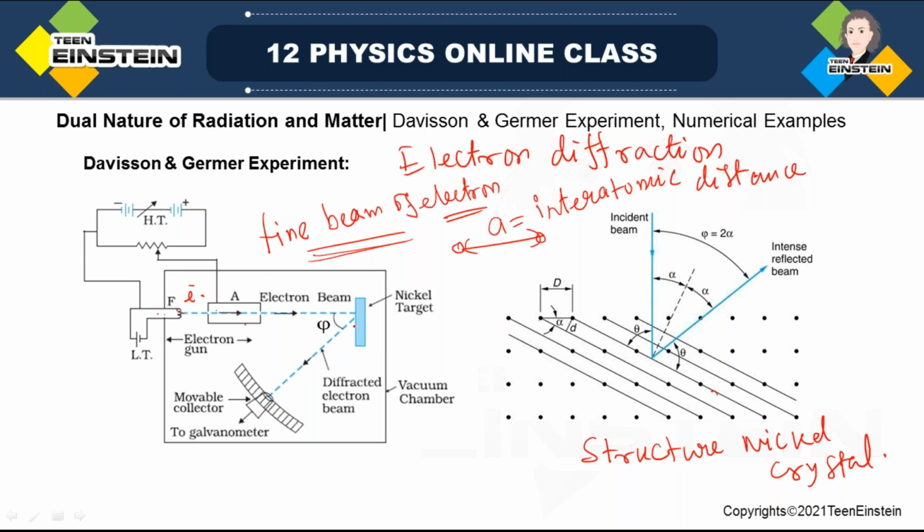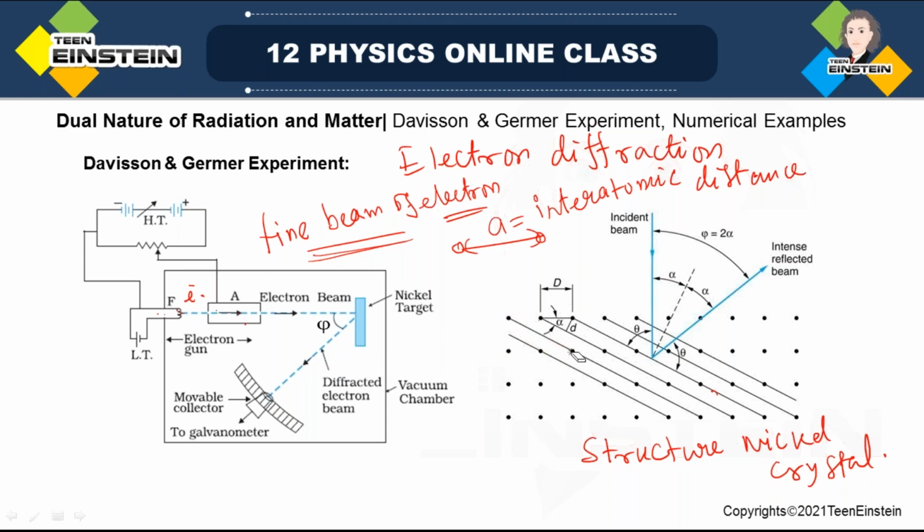So what will happen is, this gap between two atoms will act as a slit width. This will act as a slit, like in the case of Young's double slit experiment. Even in a diffraction experiment, what we have seen is that there is a source of light, and then you have a gap between them.